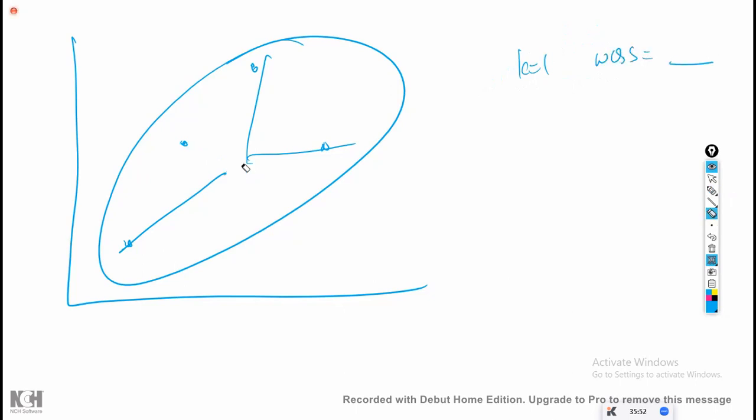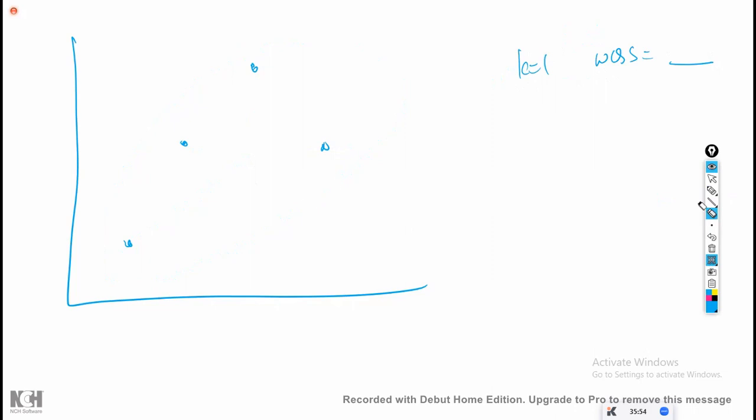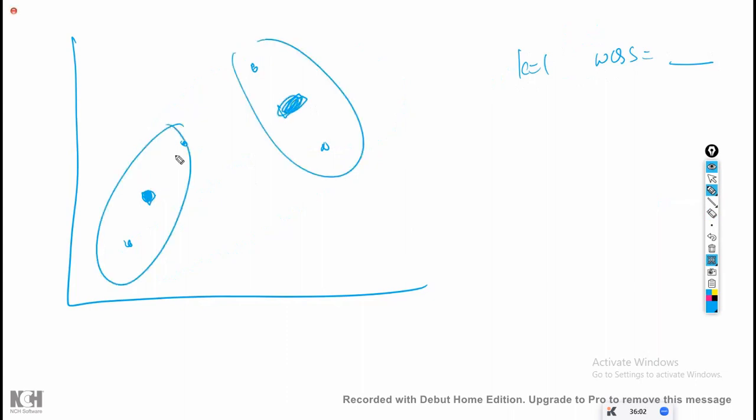Next, once this is completed, I'm going to do k equal to 2. This is centroid 1 and this is centroid 2. This is one group and this is another group. Now I'm going to calculate the sum of the squares of distances for this, the WCSS for k equal to 2.